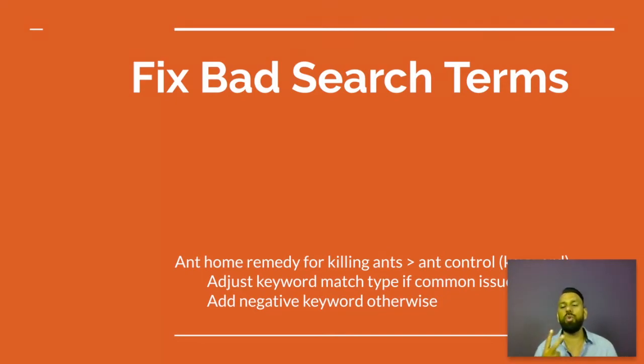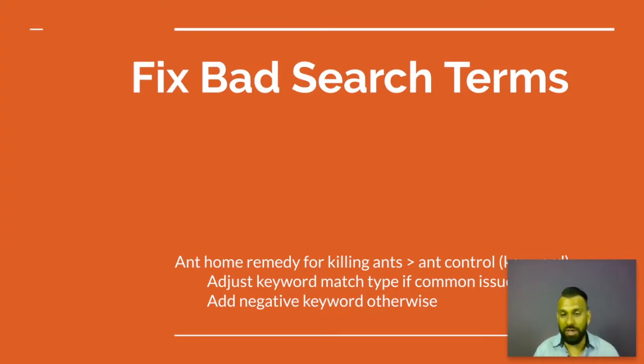So there's really two ways to fix this. If I believe that ant home remedy for killing ants is a bad search term, the first thing I can do is adjust the keyword match type. Now, if I'm looking at the last 7 days of data and I realize that the keyword ant control broad match is just pulling up a bunch of bad search terms, then that tells me the problem is with the keyword. So maybe I want to add a plus sign in front of control, or maybe I want to put ant control in brackets. Now there's give and take for both.